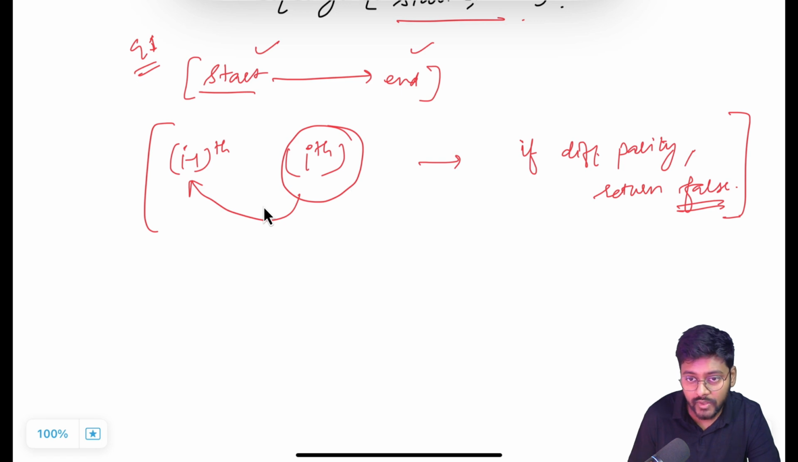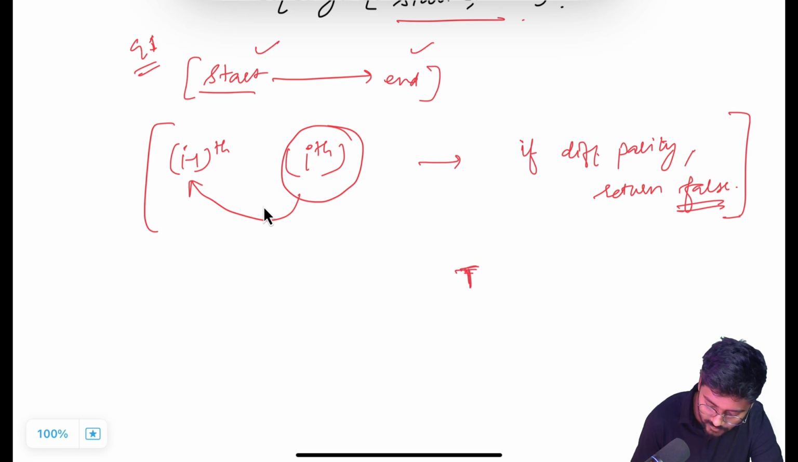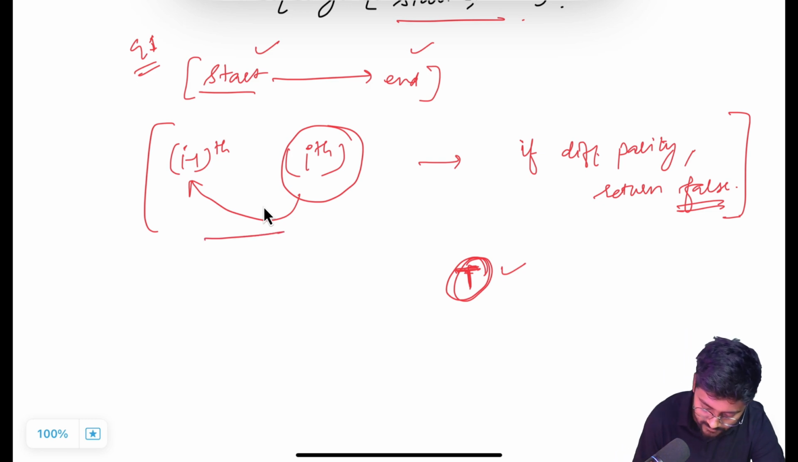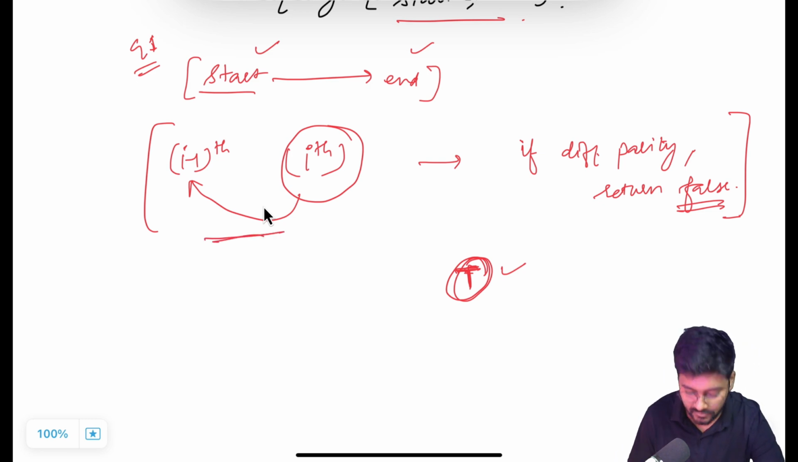If I am not able to figure out any adjacent pair with different parity, then in the end I can directly return true. There is no defaulter in the array. Okay. So how can we achieve it? We can achieve it using an iteration.